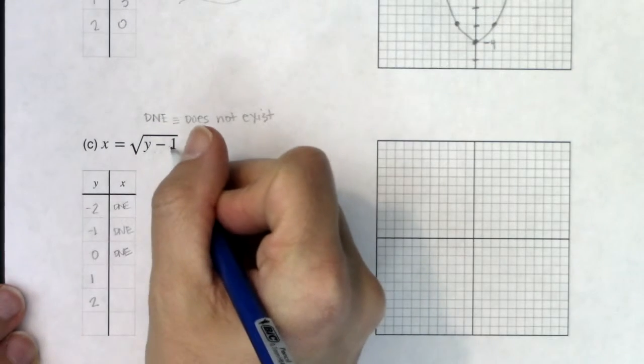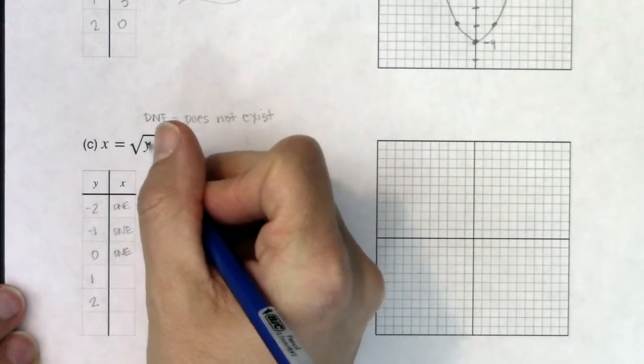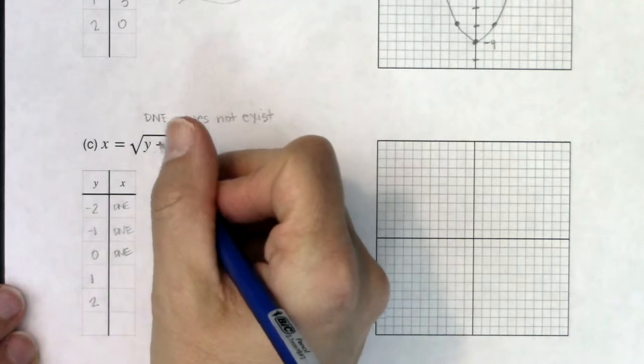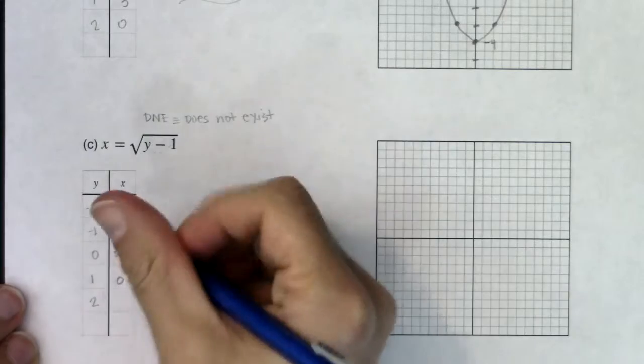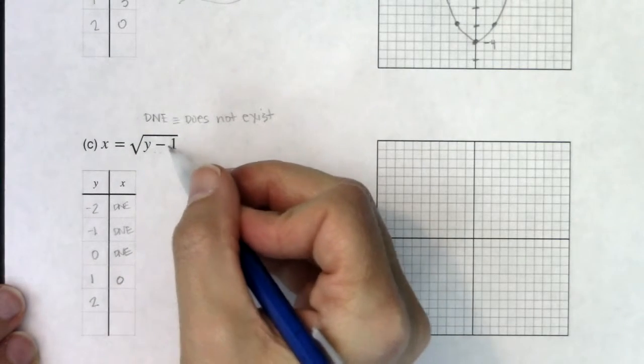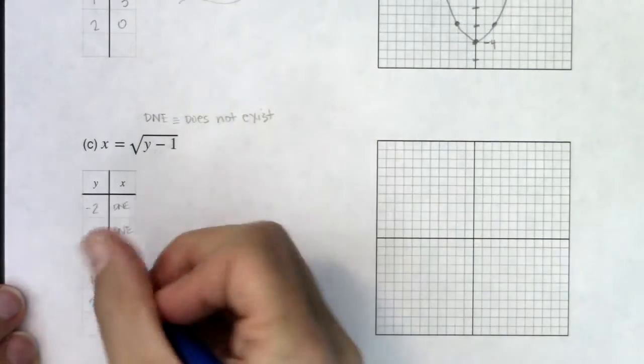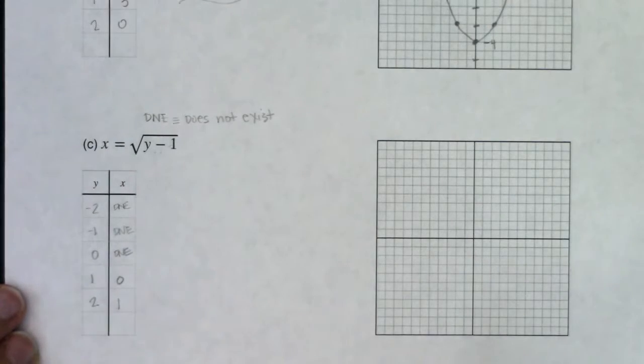If I plug 1 in, I finally get a number I can use. 1 minus 1 is 0. The square root of 0 is 0. Okay, I can use that. All right, 2. Well, 2 minus 1 is 1. The square root of 1 is 1. Okay, great.